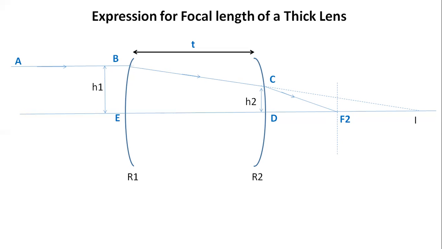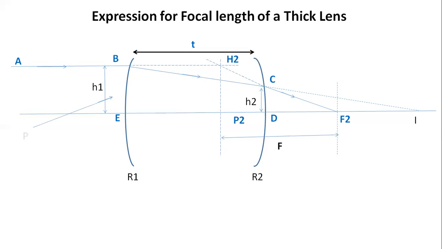Extrapolate AB in the forward direction and F2D in the backward direction. They meet at the point H2. At the point H2, you have to draw a plane passing through H2 and perpendicular to the principal axis. It meets the principal axis at P2. P2 is the second principal point, and the distance between P2 and F2 is the focal length of the thick lens.